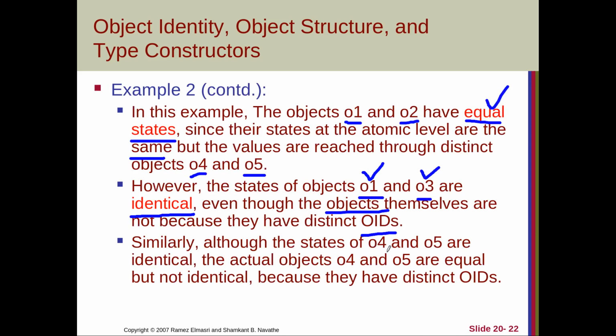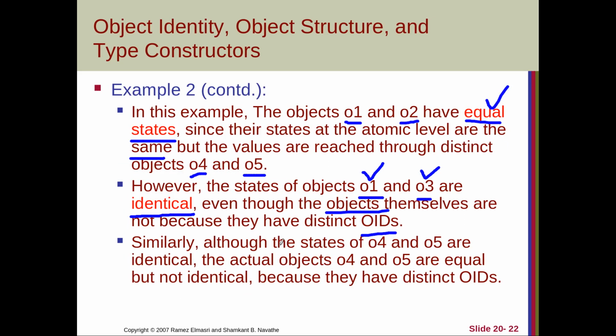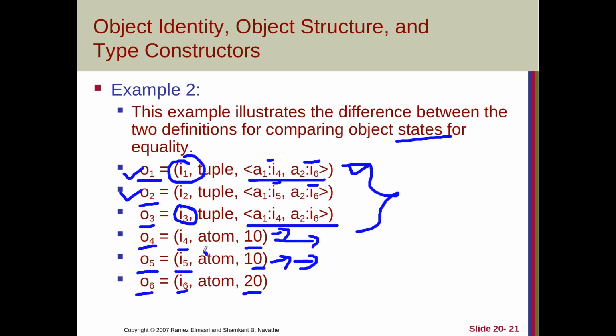Similarly, the states of O4 and O5 are identical. They also have exactly the same value. We can call them identical. But the objects are not identical because they have different object identifiers. They are forming different objects with different object identifiers.